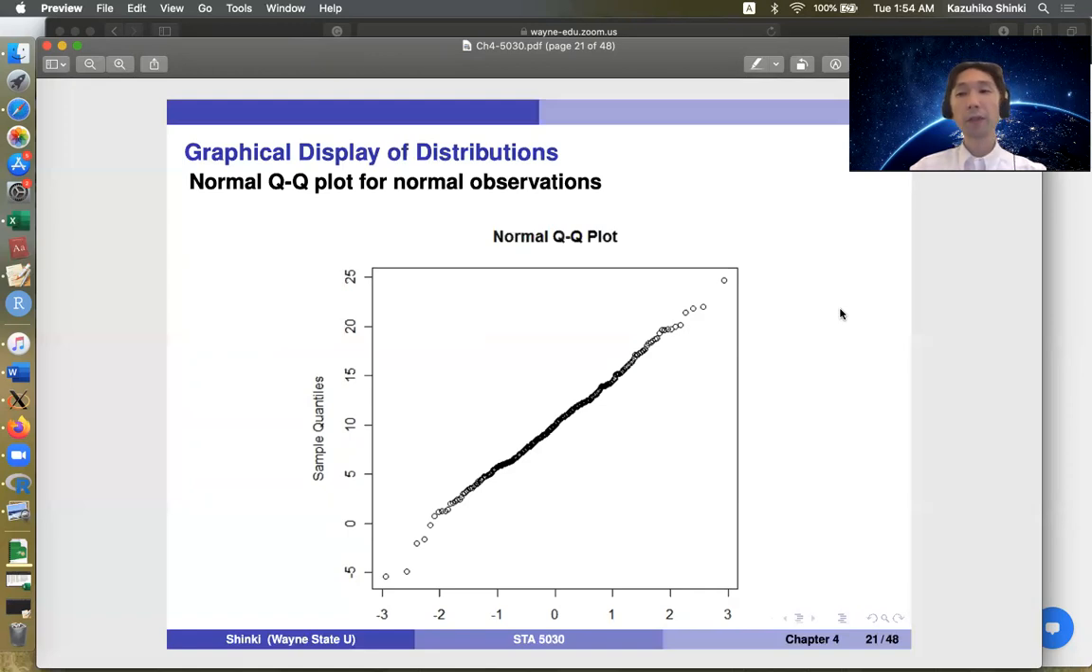So even if it's not distributed standard normal, we can still check the normality. And if all points are almost on the same straight line, then it's distributed normal.